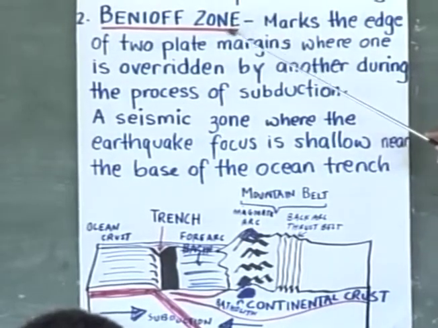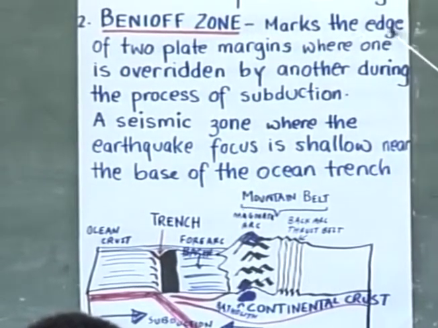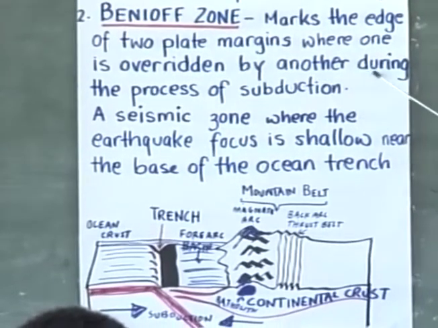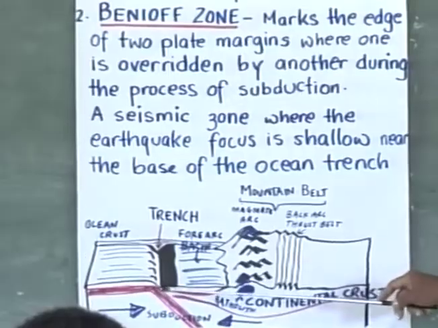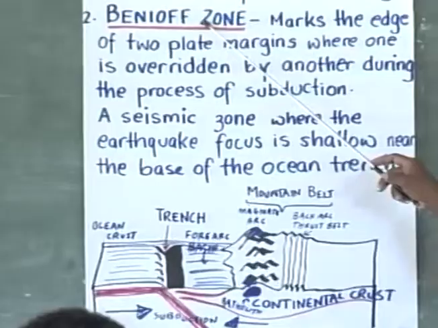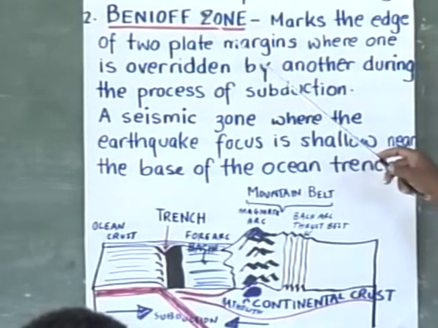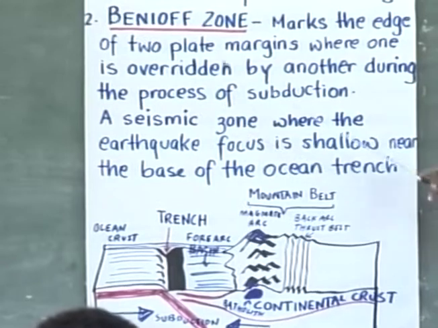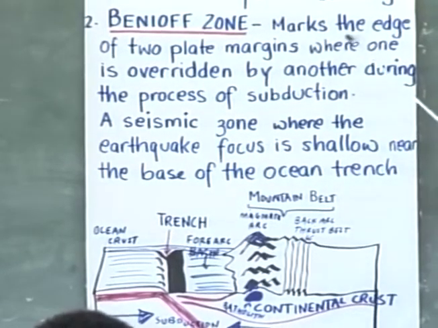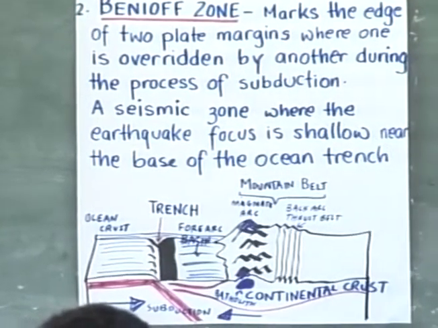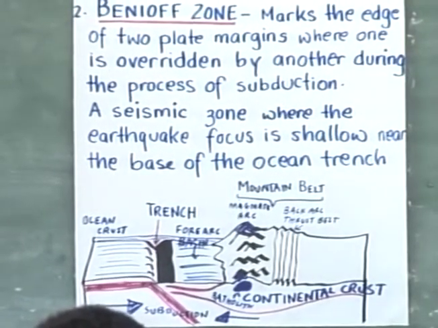The Benioff zone again marks the edge. It usually marks the edge of 2 plate margins where one is overridden by another during the process of subduction. And that's what this zone is actually referring to. So 2 things to remember about the zone. It is a seismic zone, and it is also a zone where it marks the edge of 2 plate margins where one is overridden by another during the process of subduction.